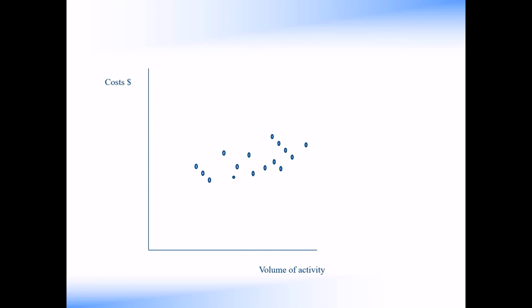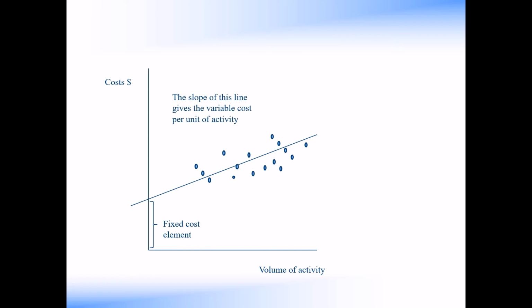It is possible to use statistical analysis to ascertain the level of variable and fixed costs. By plotting the level of costs incurred for different levels of activity over a time, we can draw a line of best fit, or use regression analysis. Where it cuts the vertical axis gives an indication of the level of the fixed costs, and the slope of the line would indicate the variable element.